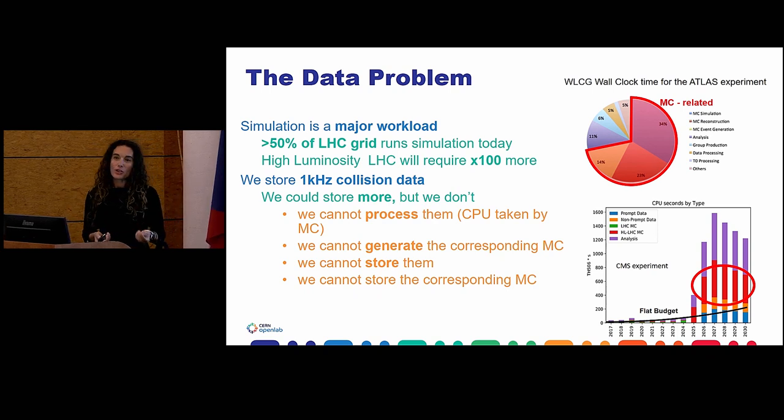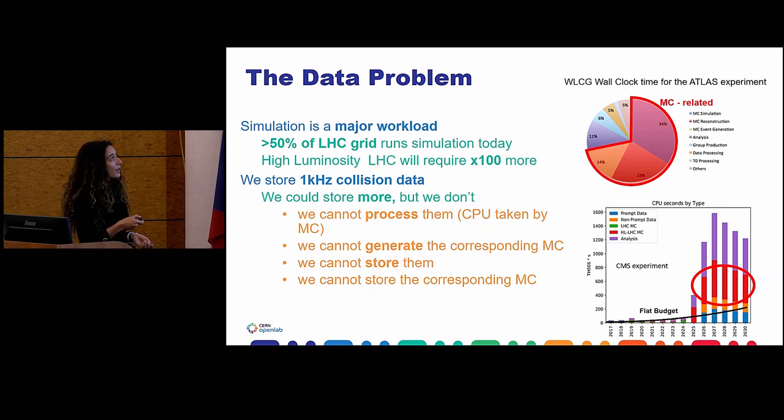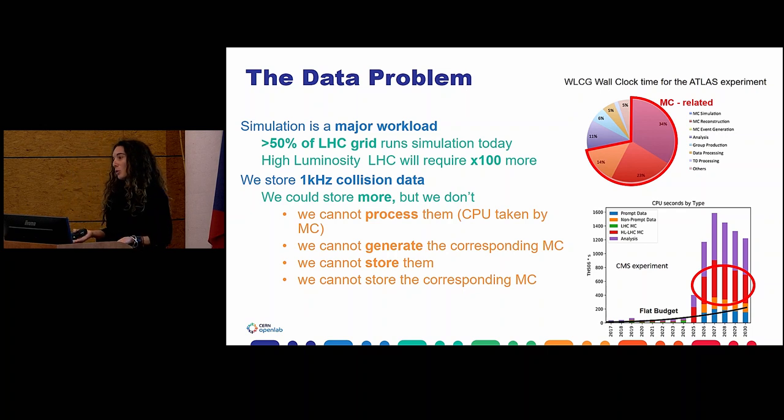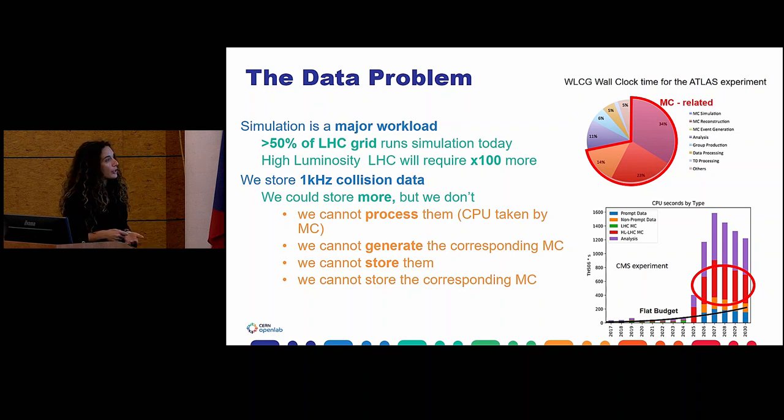There is also another reason, an indirect one. Since so many of our resources are devoted to simulation, because we use the grid to process it, and because we need to store this simulation, there is much less that can be devoted to actually store and process real data. So if we make simulation more efficient, if we have to, for example, stop storing it, then we open up many more possibilities as far as storing more of the data that is produced by the accelerator is concerned.